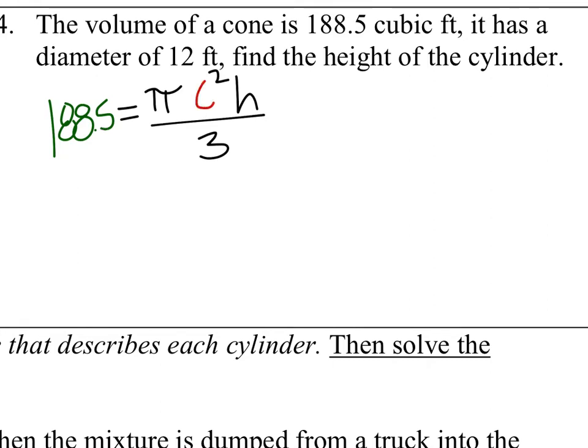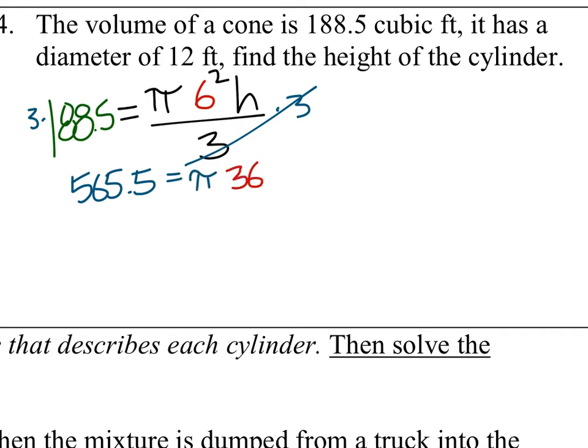So that is 6 squared. And now to find the height, again, we got to get rid of that divide by 3, so multiply both sides by 3. Those cancel. And this will equal pi times 6 squared is 36, just to save us an operation there. And that's times the height.